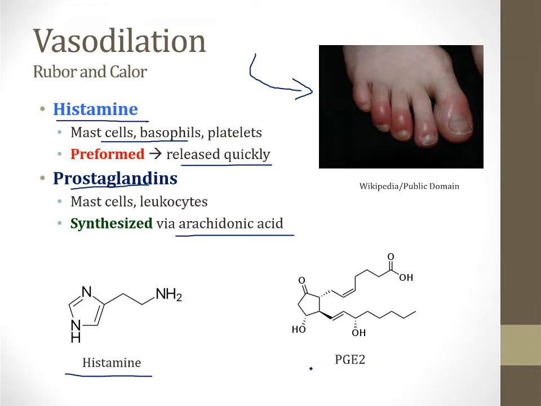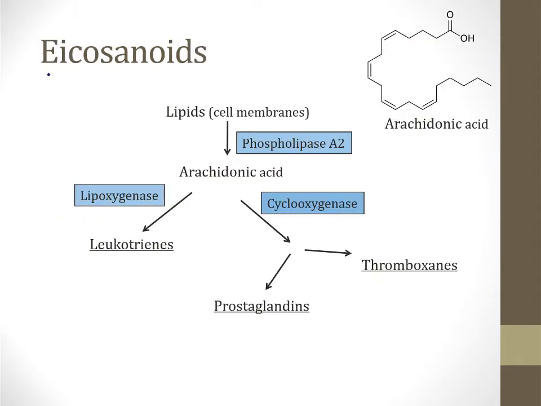This is the structure of prostaglandin E2 shown on the screen here. Note that it's a much bigger molecule than histamine. Note also that it contains lots of carbons and hydrogens, and therefore it is a lipid structure, and it's derived from lipids. Prostaglandins are an example of a signaling molecule called an eicosanoid. Other eicosanoids include leukotrienes and thromboxanes, and all of these substances are derived from arachidonic acid. They're sometimes referred to as arachidonic acid derivatives.